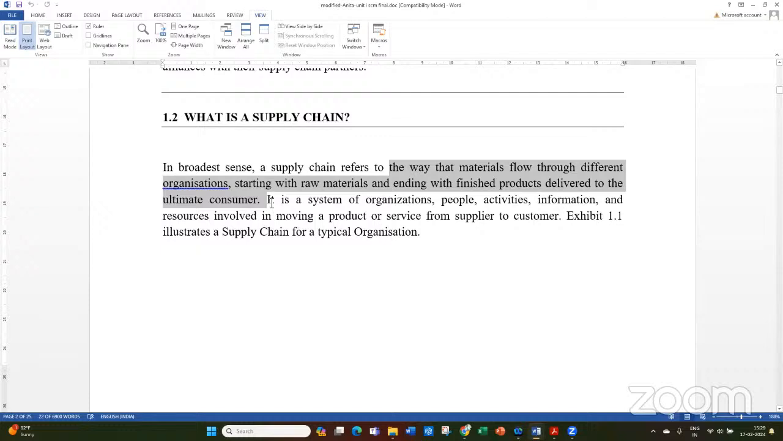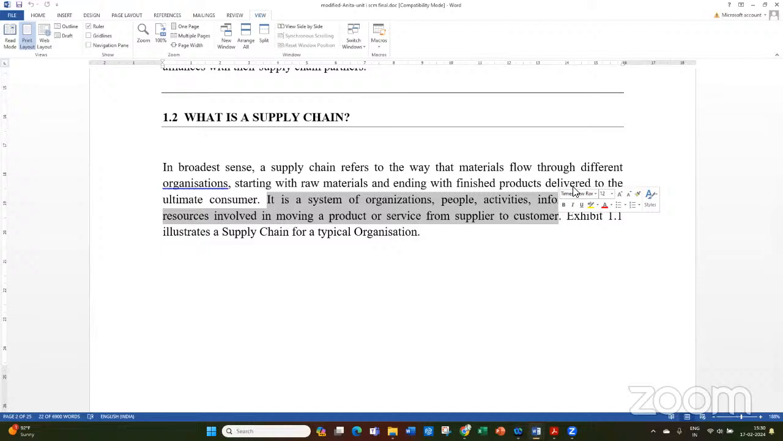It is a system of organizations, people, activities, information, and resources involved in moving a product or service from supplier to customer. This is what a supply chain is: how do you move a product from supplier to customer?